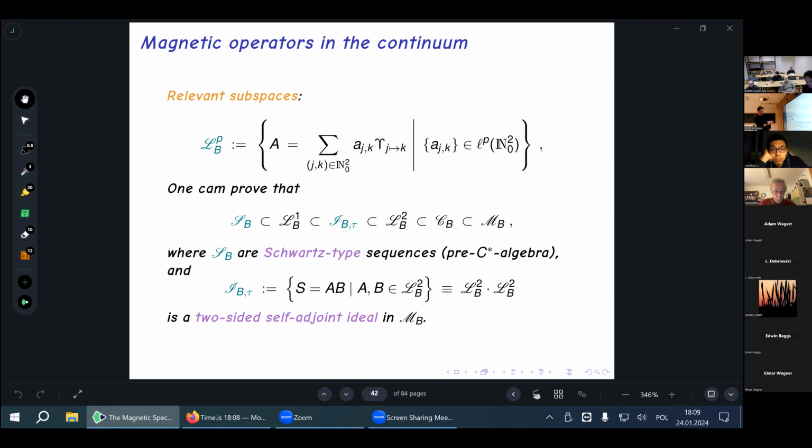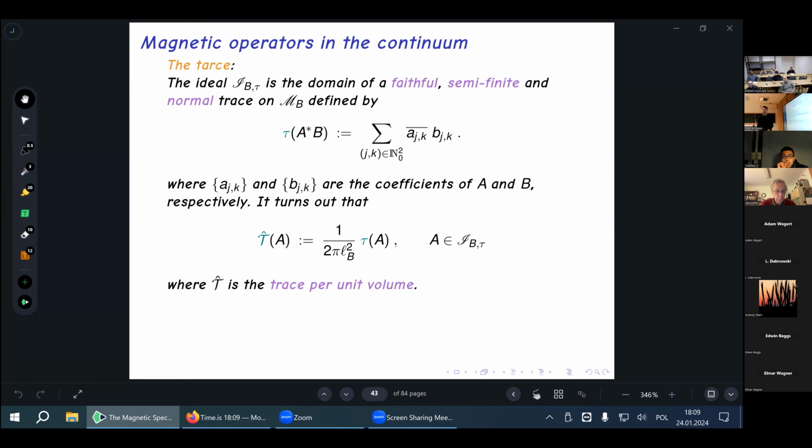What is this object in the middle? It is made by multiplying operators which belong to this Banach space. This means that I'm constructing operators with sequences in L2, and I multiply two of these, and I create this object. You can prove that this is a two-sided self-adjoint ideal in M. Just a silly question, where is tau in this formula? It will appear in the next slide, and there is a reason I put it now, because indeed this ideal is the domain of a trace, tau.